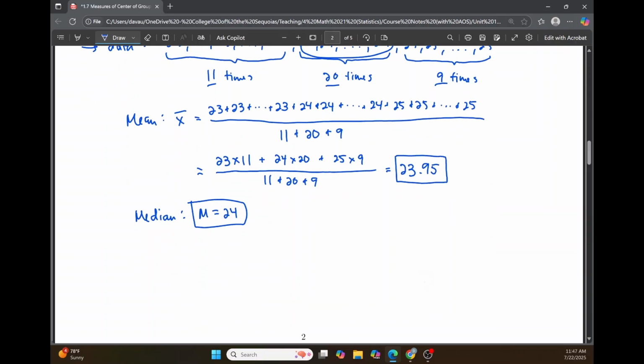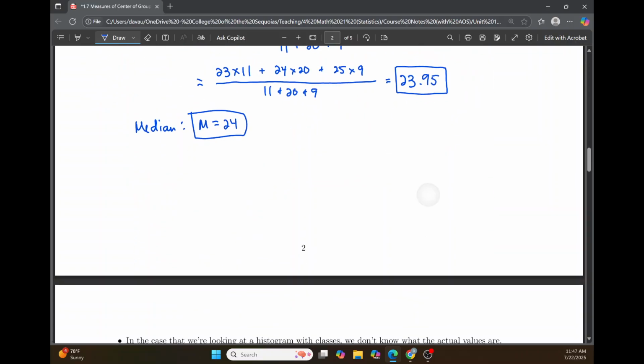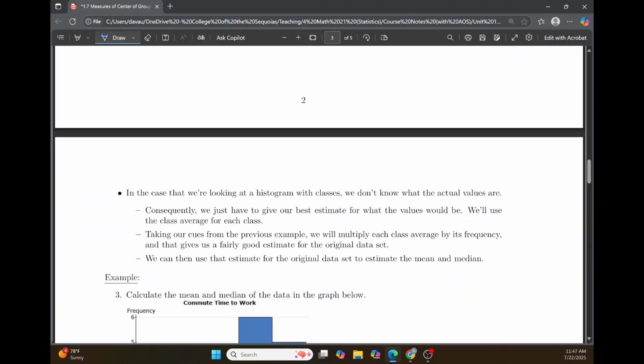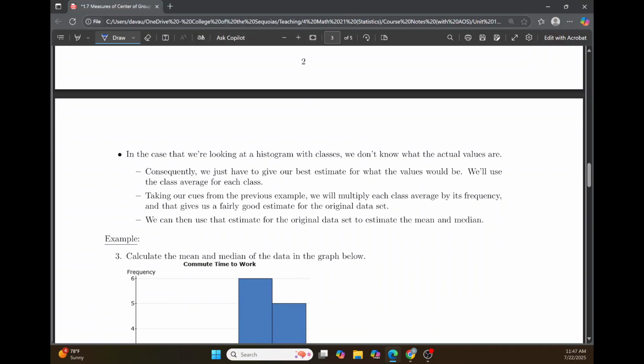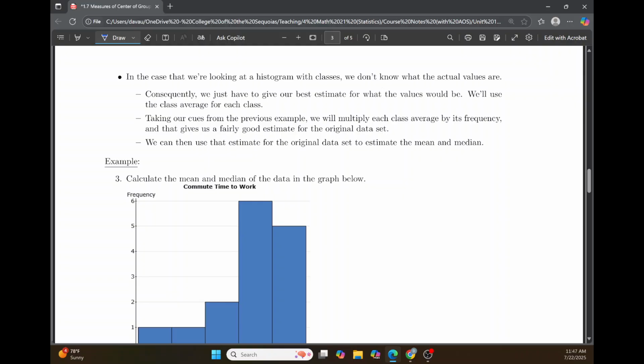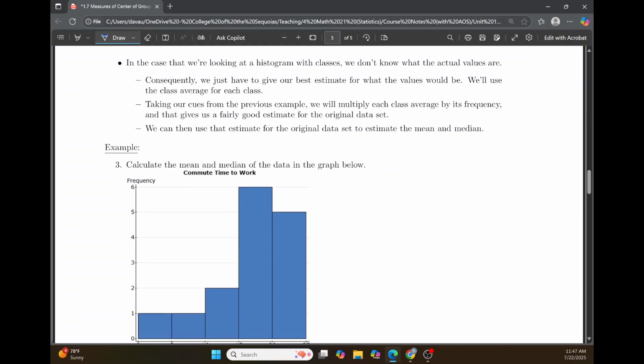So let's look at another example. Let's take this up to the next level. And this next example is going to be kind of the most challenging. In that previous example, we didn't have our data grouped into classes. And so it was fairly easy, right? With a little bit of thought, we were able to list out what the original data set looked like. If you're dealing with a case where the data have been grouped into classes, then it's a little bit trickier because you can't recover what the original data set would have looked like.